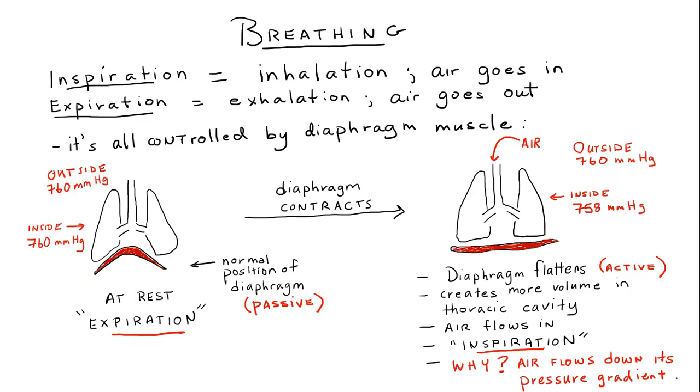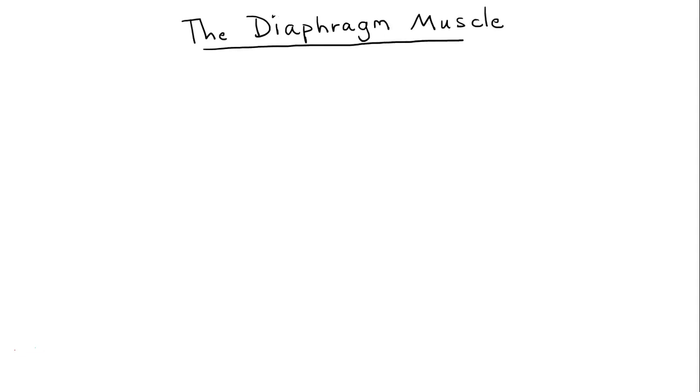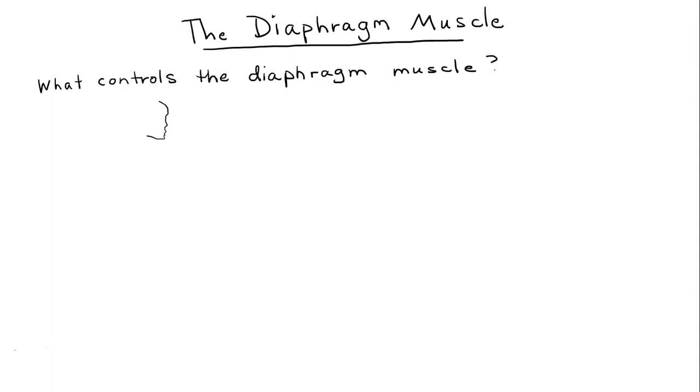Okay, so we say that's all controlled by the diaphragm muscle. But in actual fact, something is controlling the diaphragm muscle. And so what controls the diaphragm muscle is going to be the brain. And so let's just take a look at a picture of the brain. So we have a person's head here, and their thoracic cavity with the lungs and air passages. And here we have the brain.